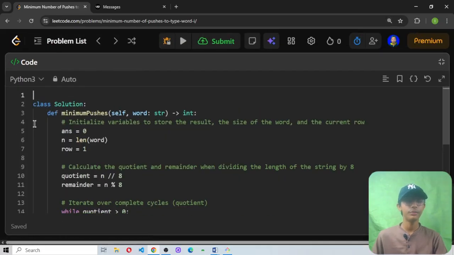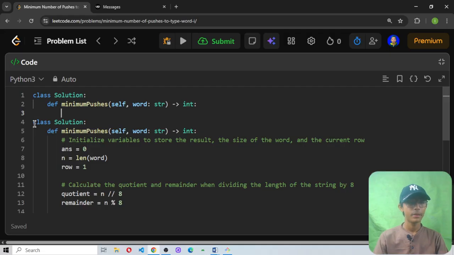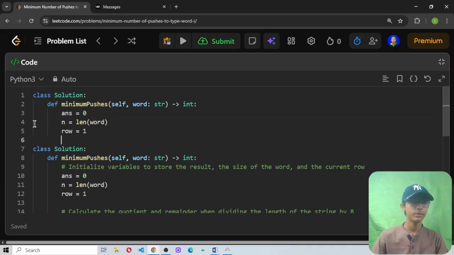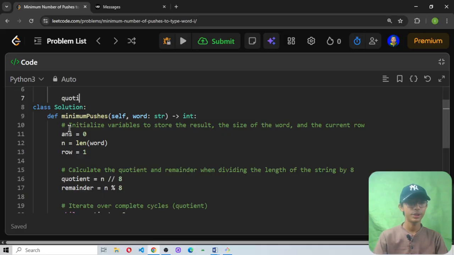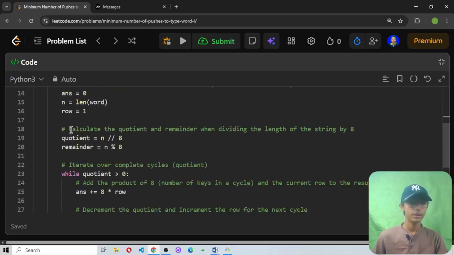So first of all, what we're gonna do now, we define a class Solution, def minimumPushes(self, word: str) -> int. Here we define ans equals 0 and n equals the length of our word. Row equals 1. We define quotient equals n divided by 8, remainder equals n mod 8.